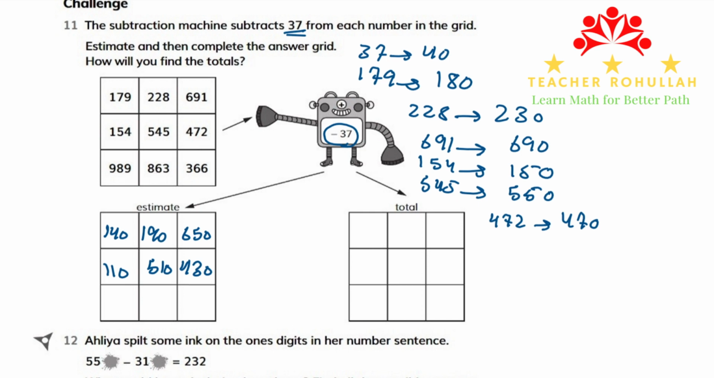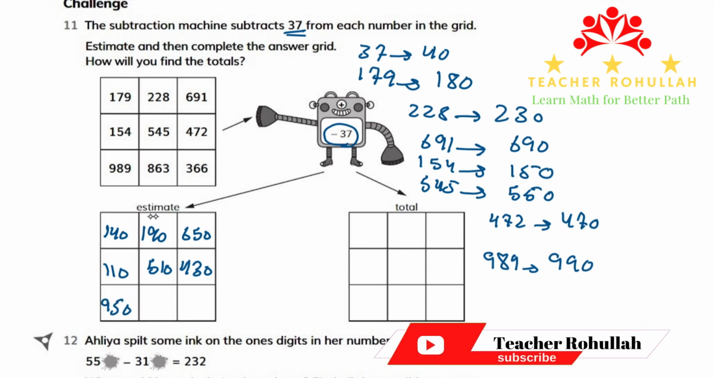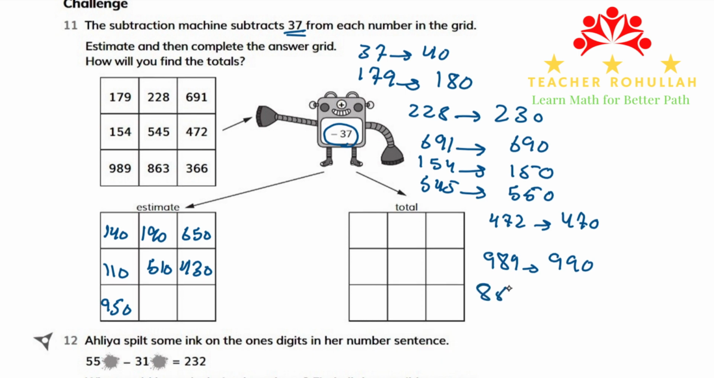On the last row, the first number is 989, and this rounds to 990, and 990 minus 40 will be 950. The second number is 863. This rounds to 860, and 860 minus 40 will be equal to 820. And the last number in the grid is 366. Let me round this also. 366 rounds to 370. 370 minus 40 will be 330. We are done filling the estimation.